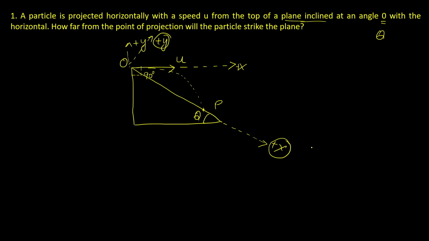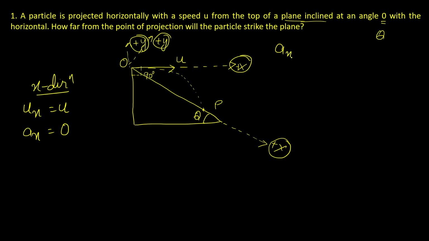The third step is to write the variables in the two different directions. If I'm choosing this axis, plus x this way and plus y this way, then in the x direction let me write the variables. The first variable is ux equal to u, the velocity in the x direction. Then acceleration in the x direction is going to be 0. See, when I'm choosing this axis, x and y, then ax is 0.